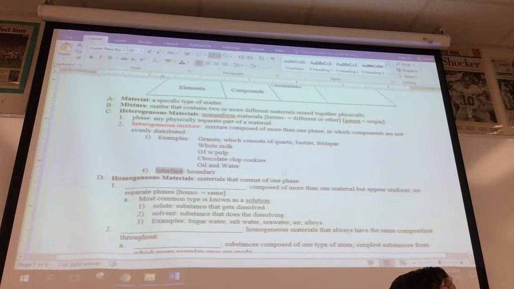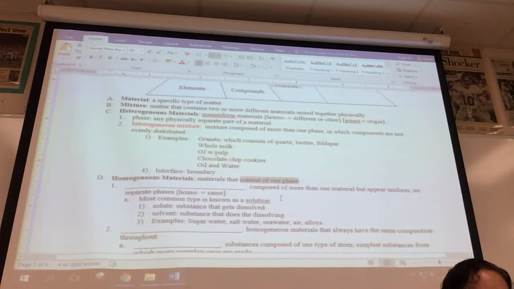Homogeneous materials consist of one phase. Now be careful, it's comprised of more than one material, but it looks like one. You wouldn't know there's more than one unless, for example, if you had salt water and you tasted it, you would know it wasn't water. And of course you don't taste things you make in the lab because that could be very dangerous.